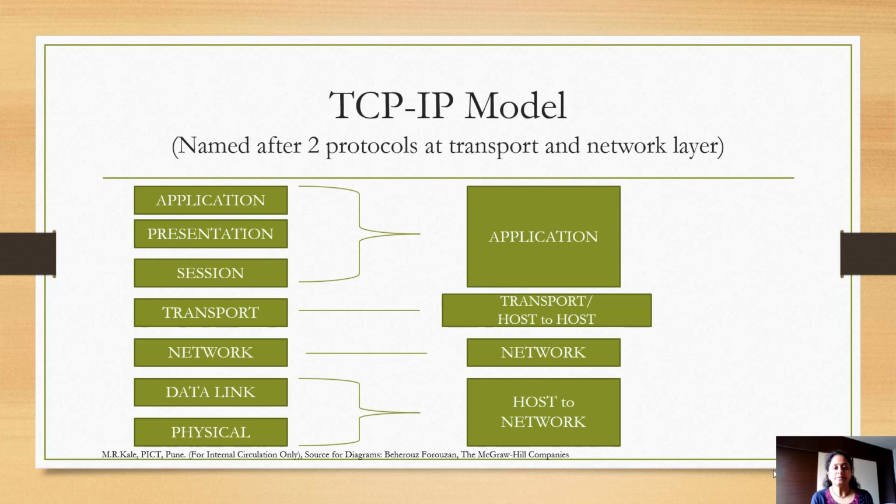And there is a point to be noticed. The TCP/IP model is named after 2 protocols used at the transport layer and network layer respectively. TCP, transmission control protocol, is used at the transport layer and IP, internet protocol, is used at the network layer. These 2 protocols are of so much importance that the whole model is named after them.